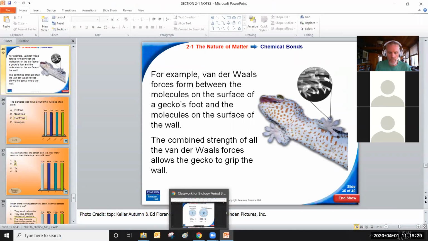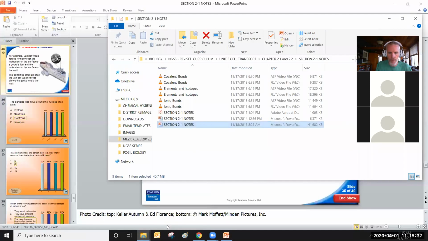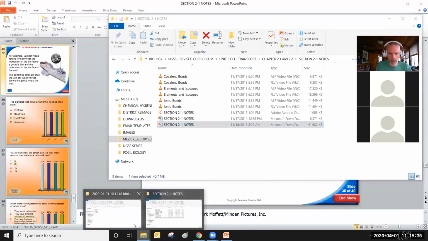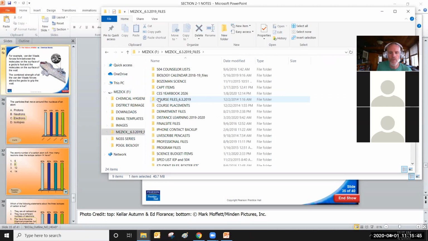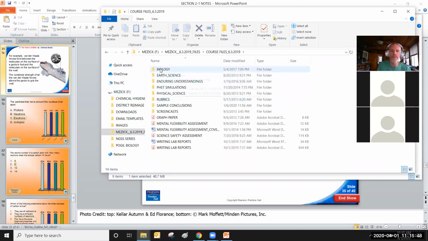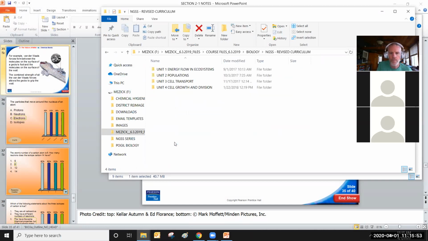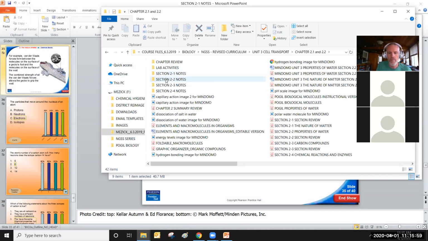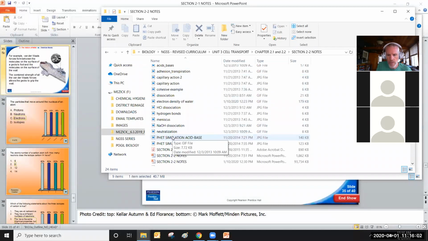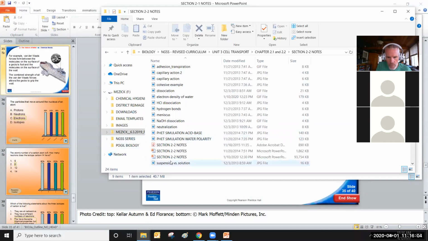So what I'm going to do is open up the notes from today. Let me go back. All right, give me just a second and I'll open up the notes. These are right in the Google Slides, but I'm just going to open up the actual PowerPoint since I have it open. And I believe we're in section 2. I think that's the one I want.